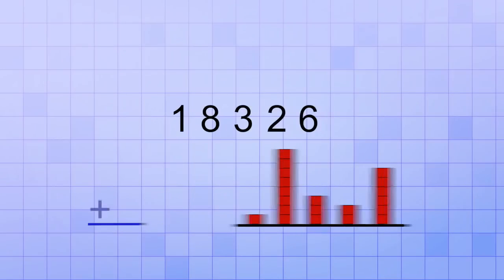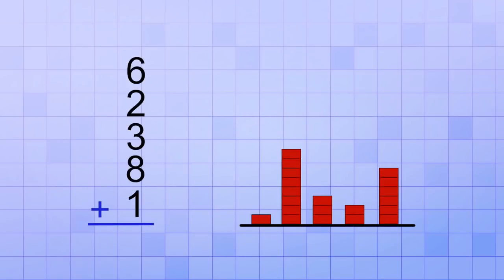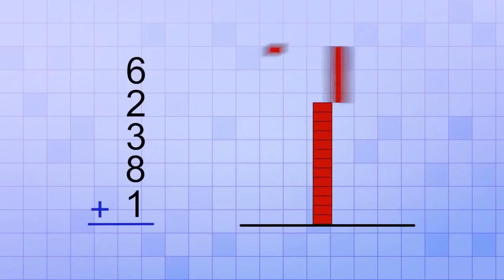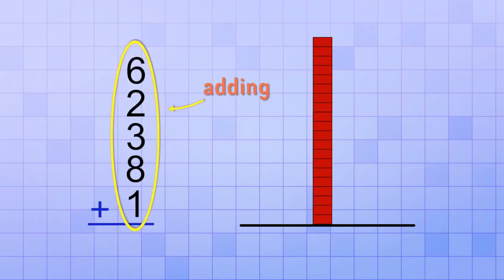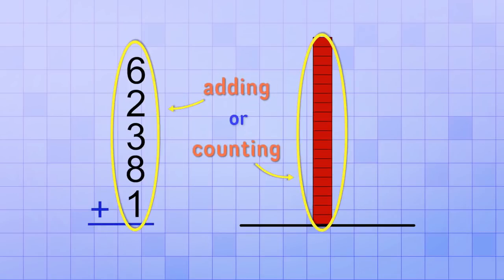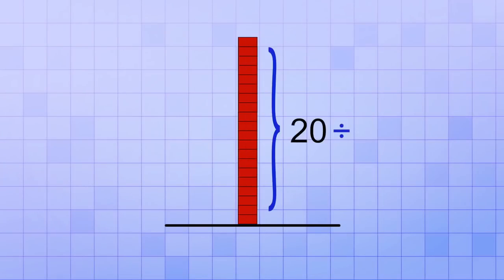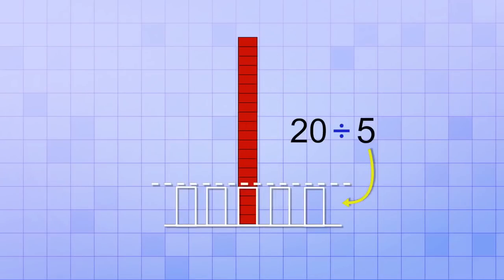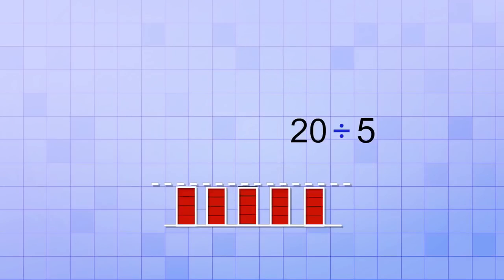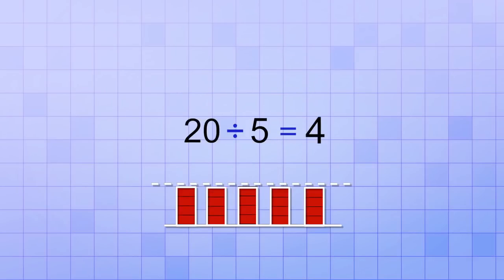So first, let's add up all of the numbers, which is like putting all of the blocks we have into one big stack. Adding up all of the numbers, or counting all the blocks, shows us that we have a total of 20. Next, we divide that number, or stack, into 5 equal parts. Since the stack has a total of 20 blocks, dividing it into 5 equal stacks means that we'll have 4 in each, since 20 divided by 5 equals 4.